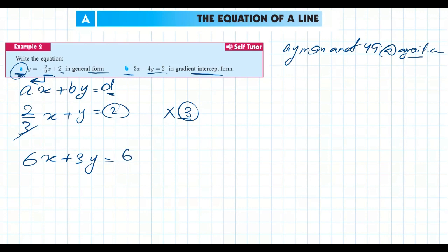Is it clear to all of you? I think it's clear. I'm sorry, not like that, because 3 times 2 over 3 becomes 2. Normal mistakes. Then 2x plus 3y equals 6. And you can do the second part.